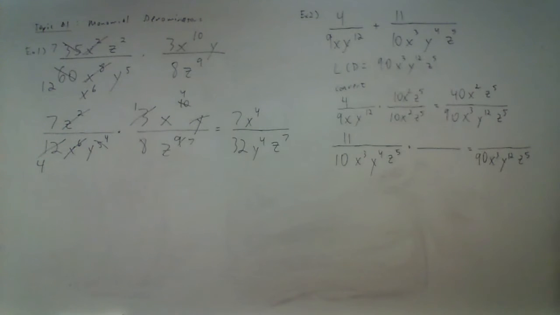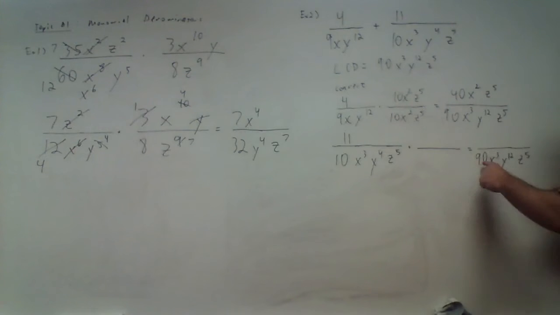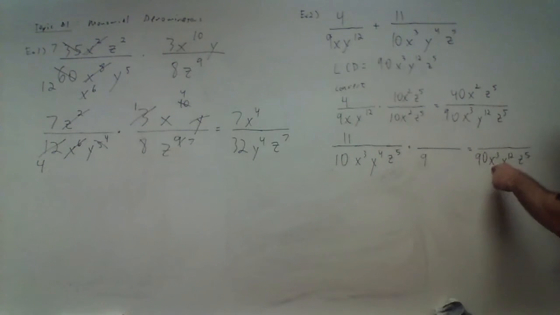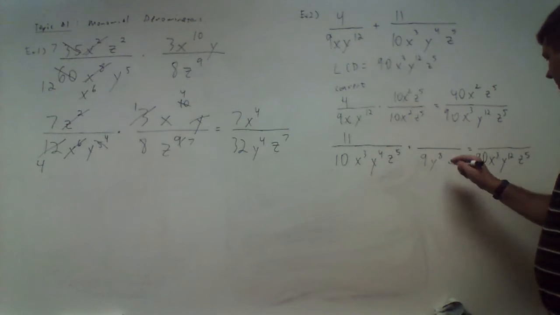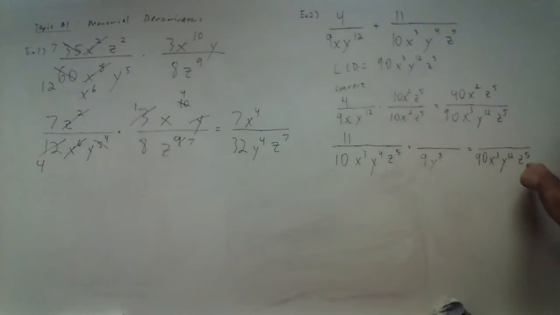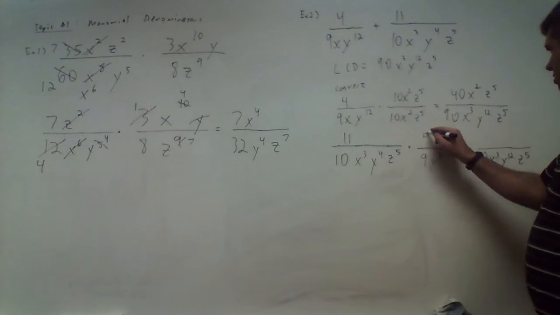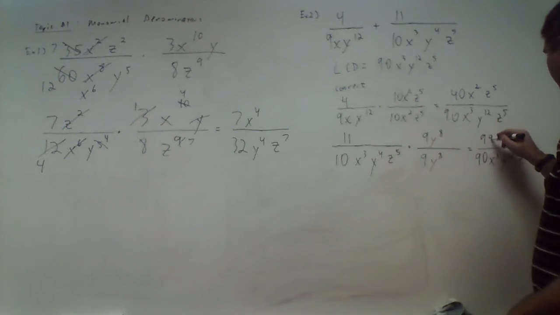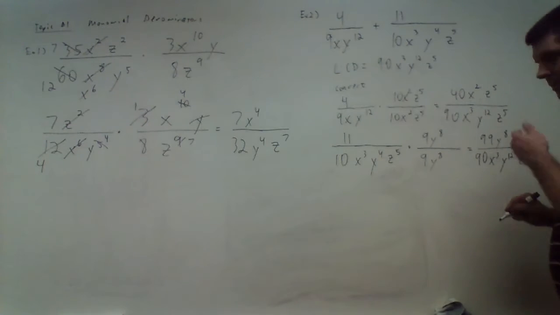Does it all fit on the screen? Yes, it does. Okay. So to get from 10 to 90, we need to multiply by 9. To get from x cubed to x cubed, we don't need to do anything. To get from y to the 4th to y to the 12th, we need to multiply by y to the 8th. And to get from z to the 5th to z to the 5th, we don't need to do anything. So 9y to the 8th. Multiply these, we get 99y to the 8th.